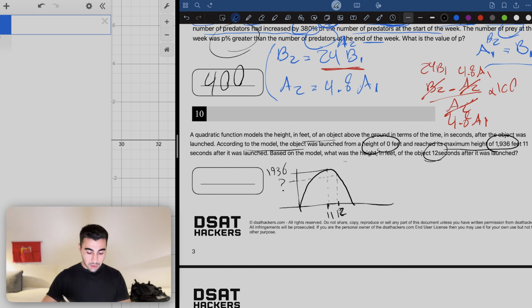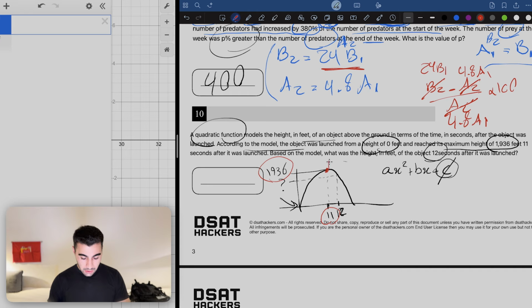This is a quadratic function, as the question says. So it is ax squared plus bx plus c. We just need to find a, b, and c. The c is the y-intercept, and we know that the y-intercept is 0. So we're just looking for a and b. What we know in this function is the vertex of the function, which is (11, 1936).